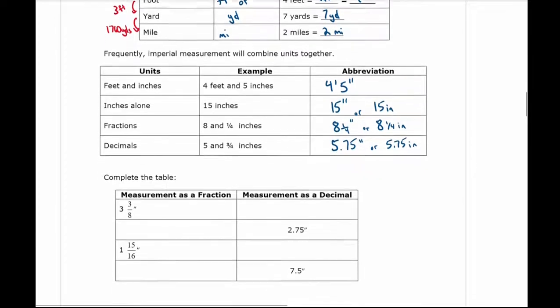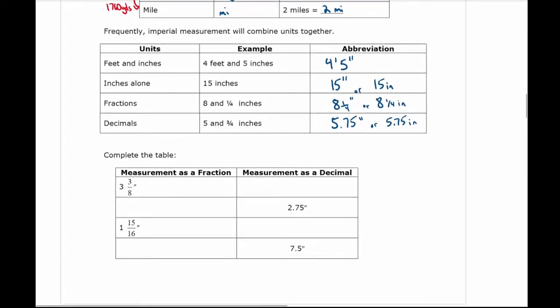So we're just going to look at completing the table. So we want to convert or look at the different measurements as fractions and as decimals. So we see the measurement as a fraction. We have 3 3/8 inch, or 3 3/8 inches. So we know that the first part is going to be 3, and now we just need to figure out what the decimal is going to be.